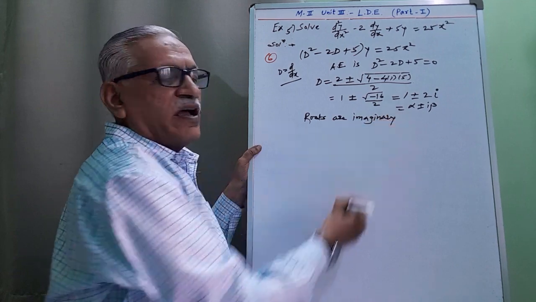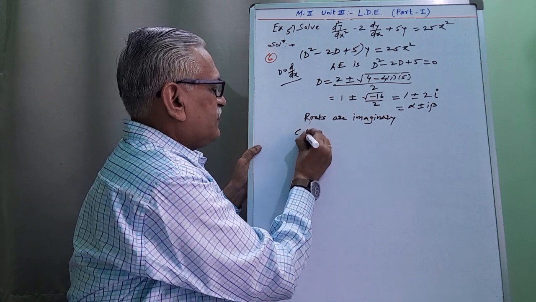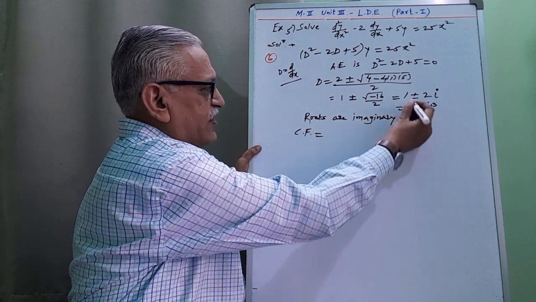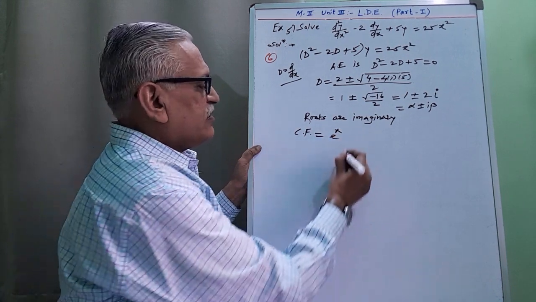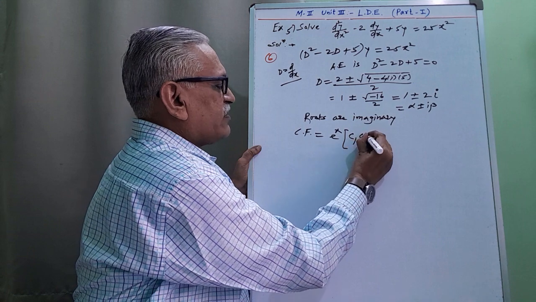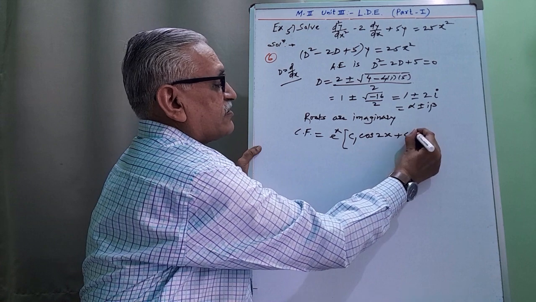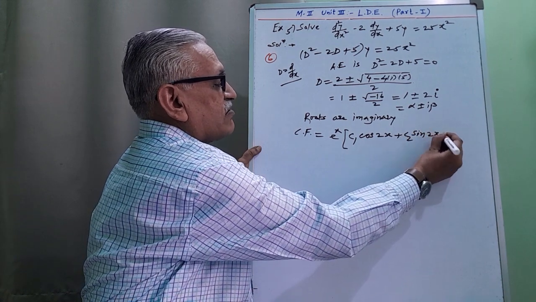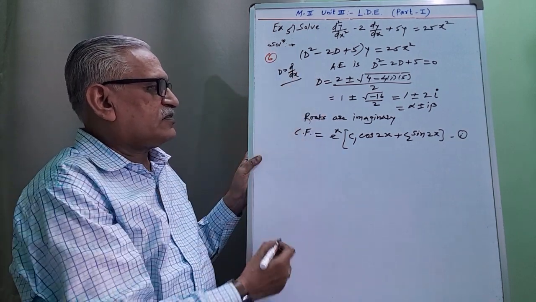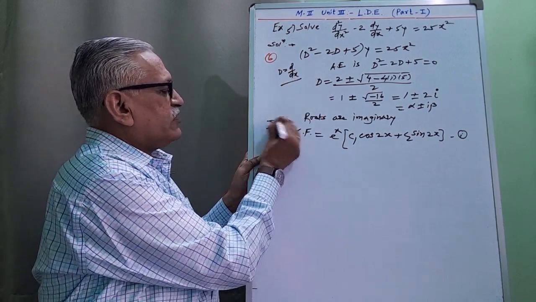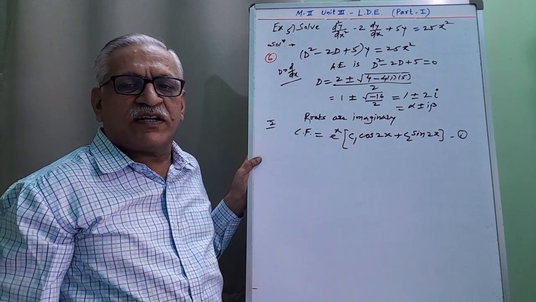And as the roots are imaginary, applying that case to write down CF, CF is given by e raised to alpha x, e raised to 1 times x, means e raised to x, into C1 cos of beta x plus C2 sin of beta x. For these steps you will get 2 marks. 1 mark for finding the roots and 1 mark for writing the CF.